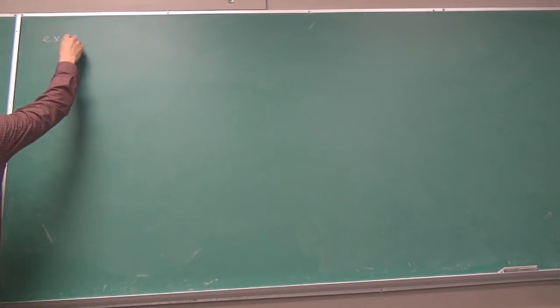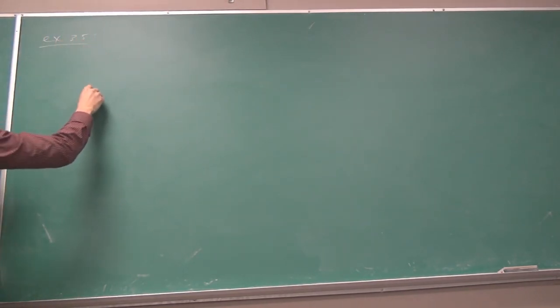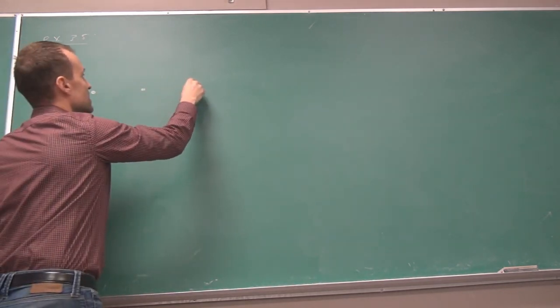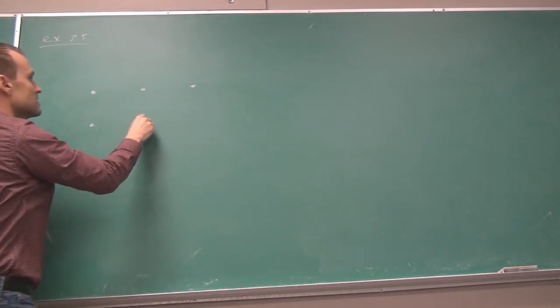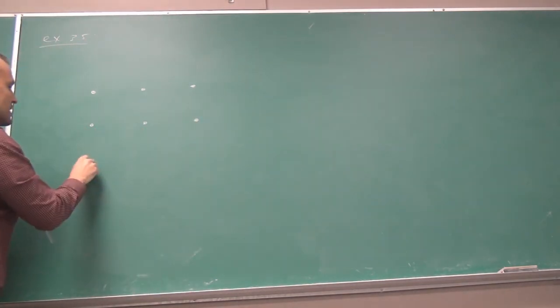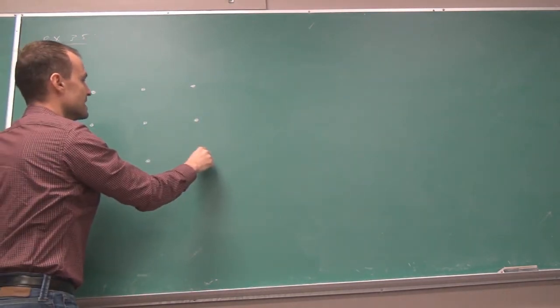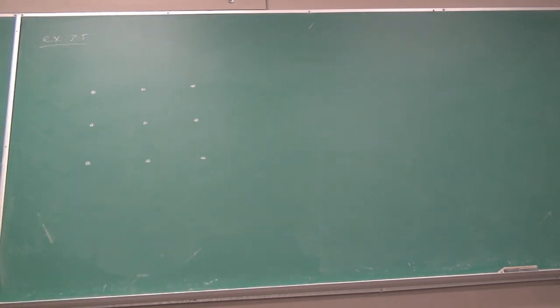So example 3.5, I have this layout of dots. And the problem is asking that I draw lines connecting these dots so that all the dots are sitting on the line. All the dots are connected by one or more lines. No real rules other than that. How can you draw some lines?